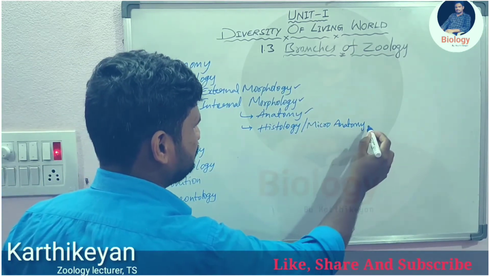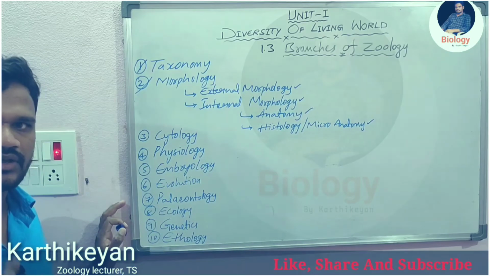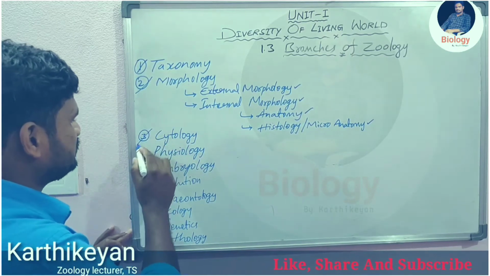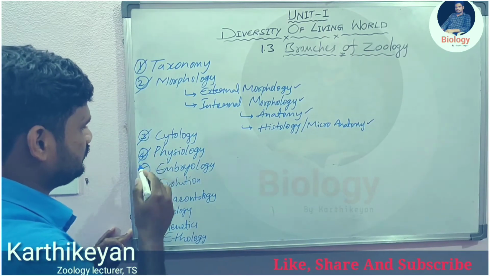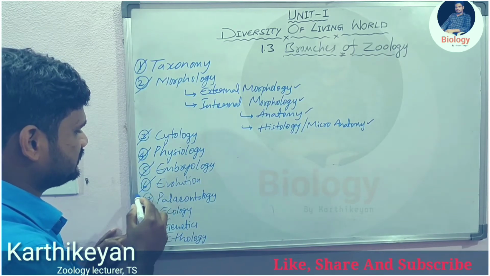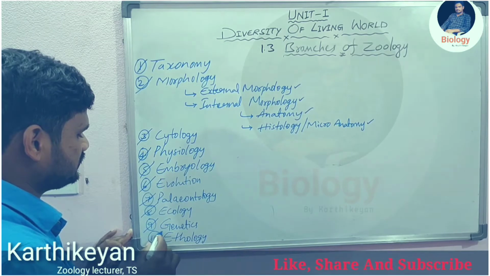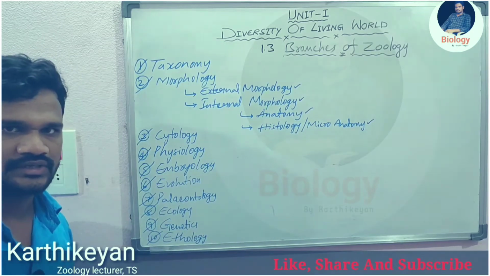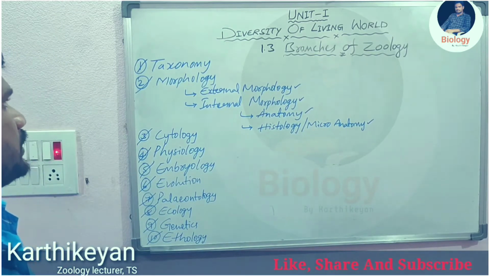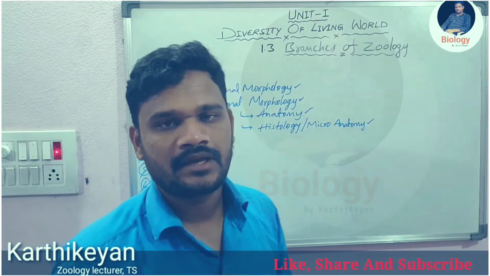One is anatomy, another one is histology or microanatomy, and third branch is cytology, fourth one physiology, fifth embryology, sixth evolution, seventh paleontology, eighth ecology, ninth genetics, and 10th ethology. Right, shall we discuss about one by one? Okay, right, first one taxonomy.